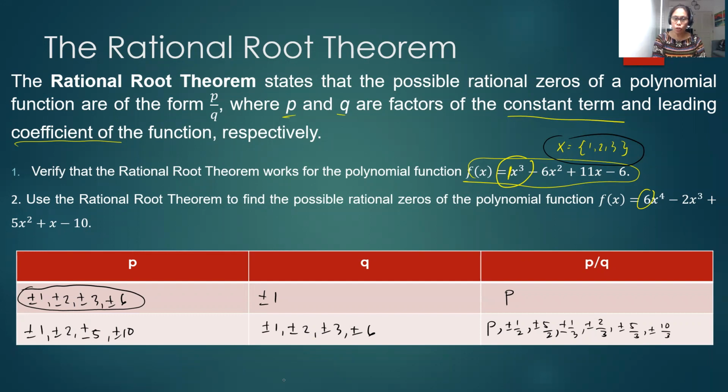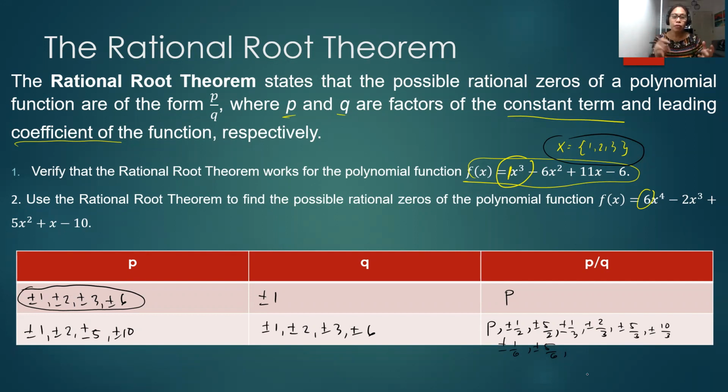Of course, we include positive negative 1 over 6, positive negative 2 over 6, which is 1/3, positive negative 5 over 6, and positive negative 10 over 6, which is equal to 5/3 also. So these are your p over q, or the possible rational roots.